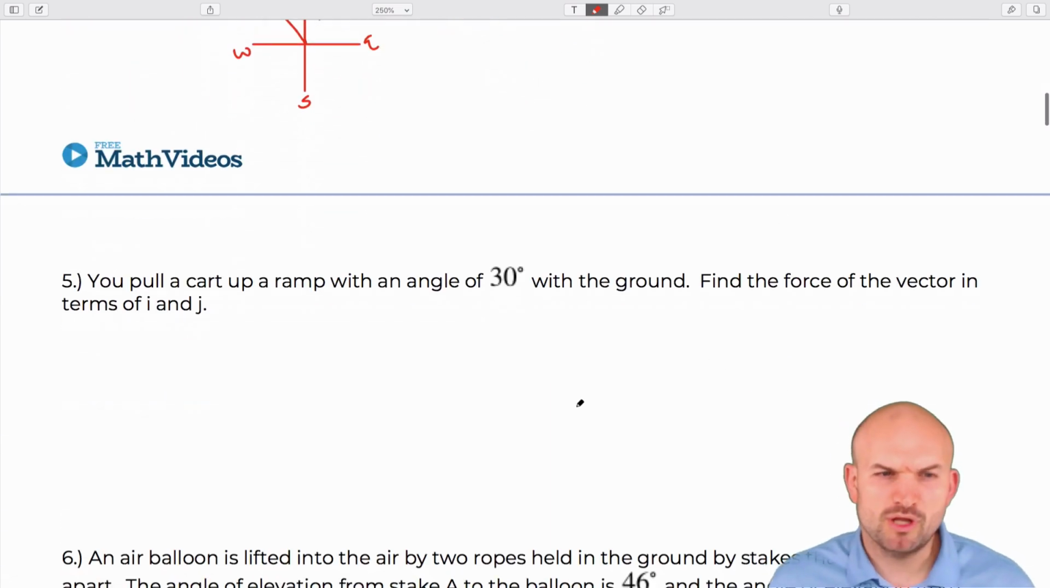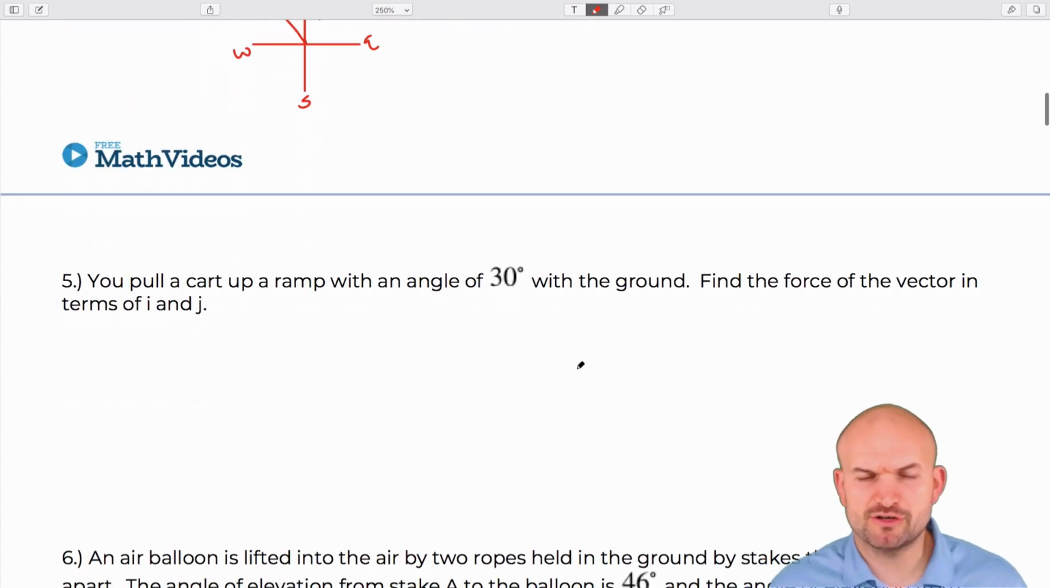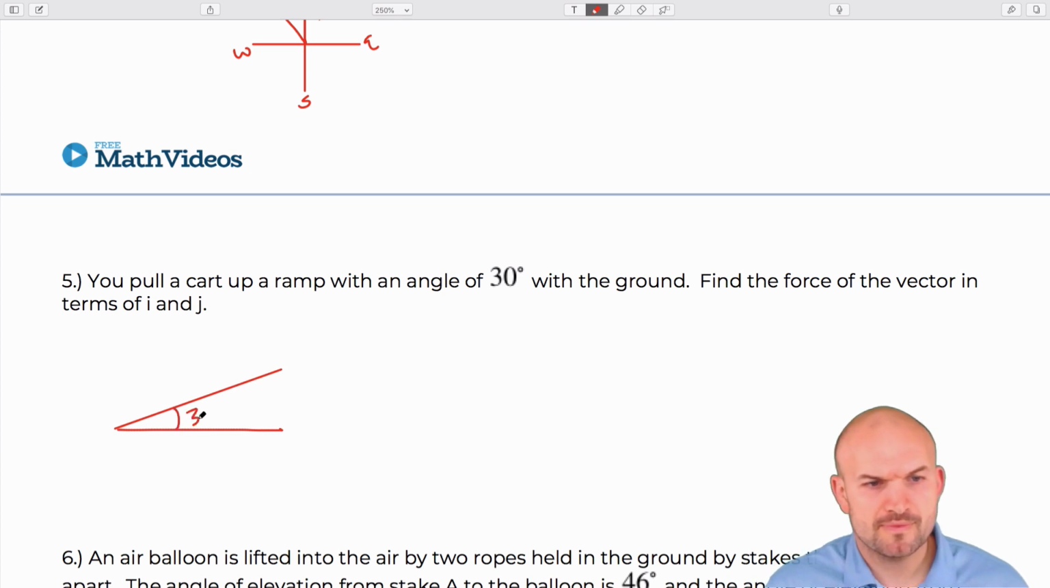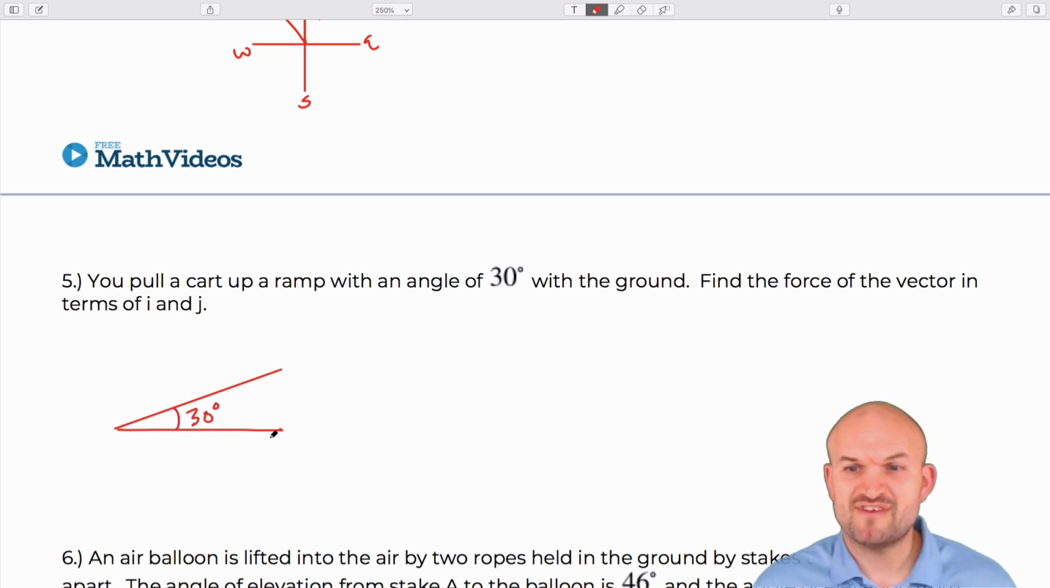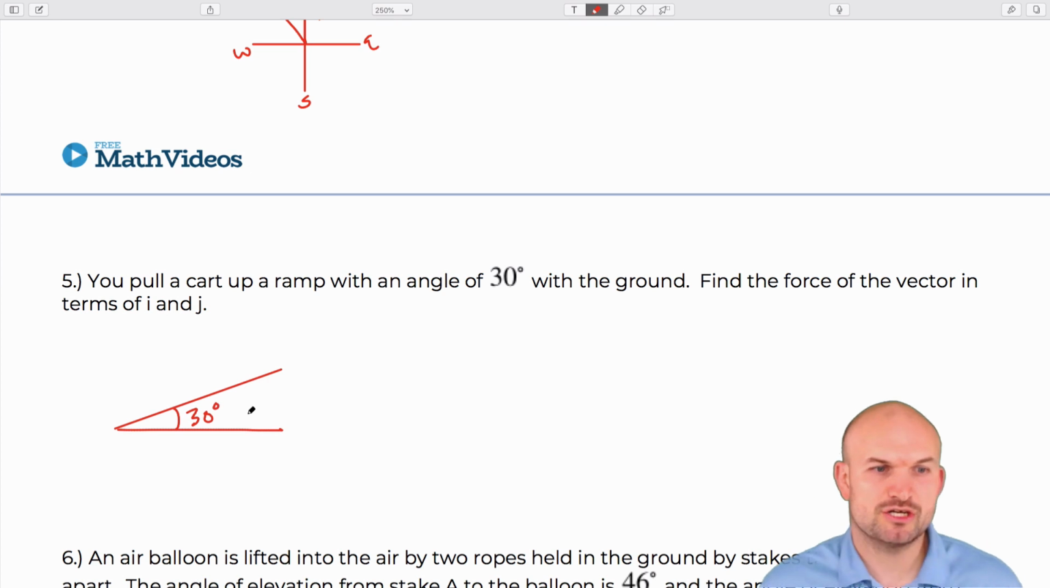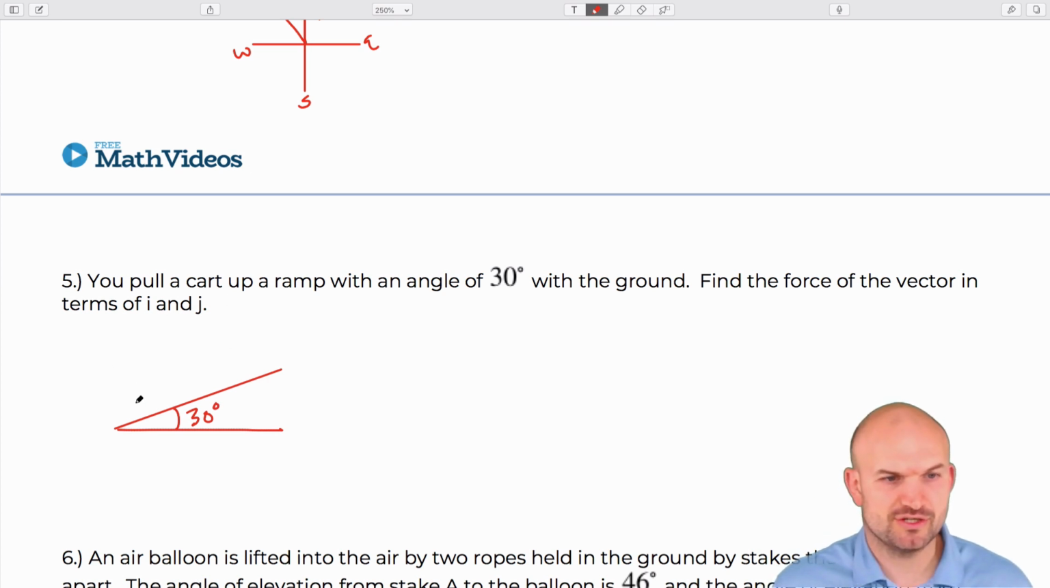The next one says you pull a cart up a ramp with an angle of 30 degrees with the ground. So again, I'm going to draw the ground, and I'm going to say, all right, let's have a ramp. And that's going to be 30 degrees with the ground. Find the force of the vector in terms of i and j. So let's just go ahead and do a cart. Let's, I don't know, do something. You pull a cart. That's not what I wanted. So let's do a bad picture. But there's the cart, okay?